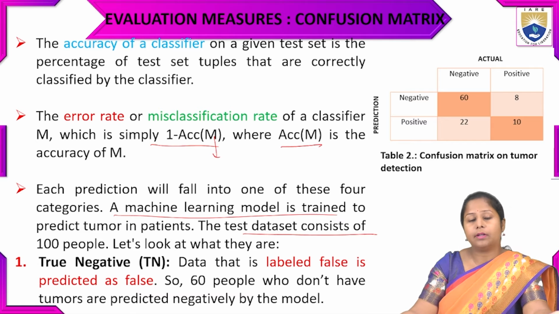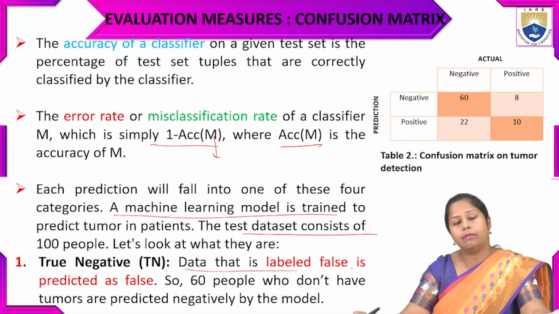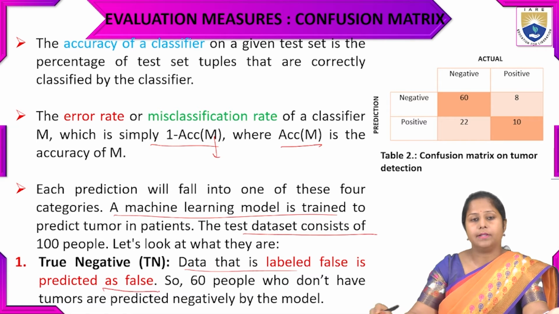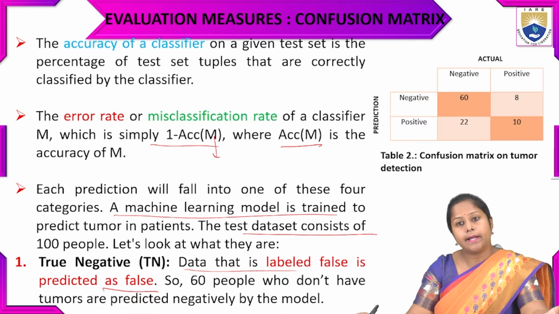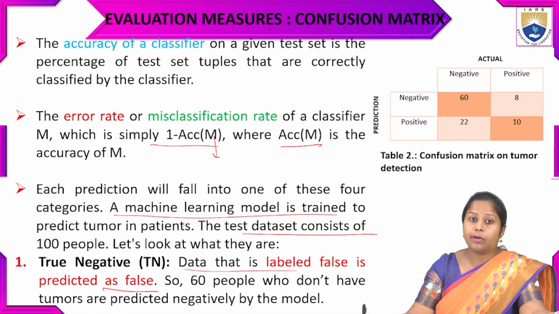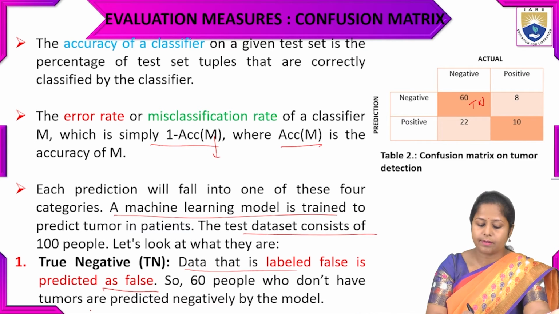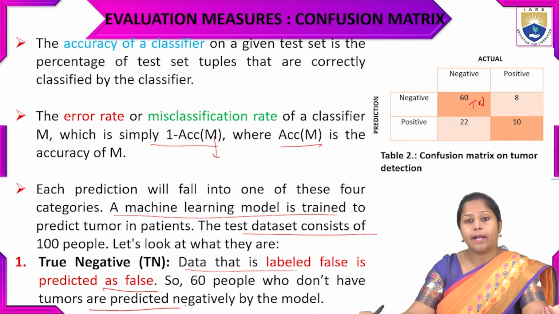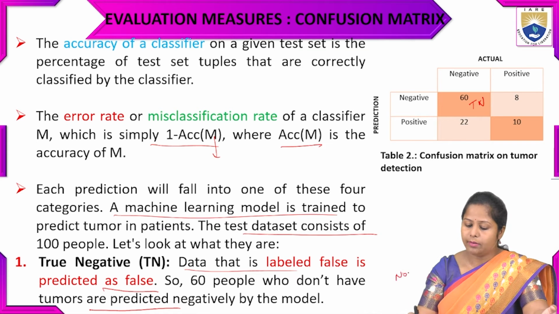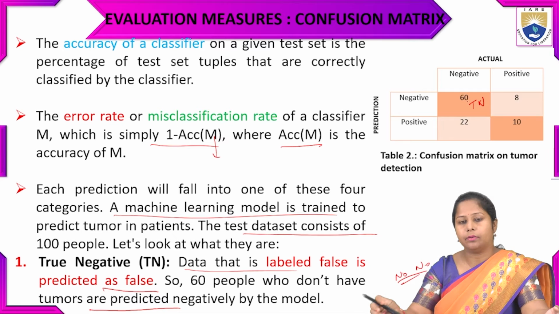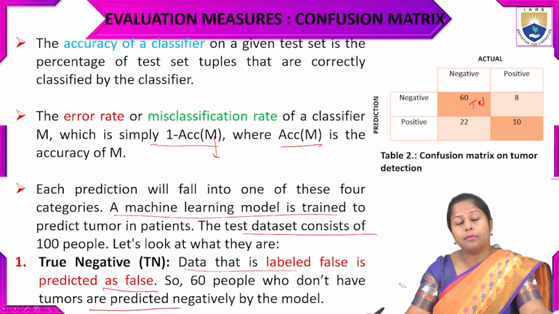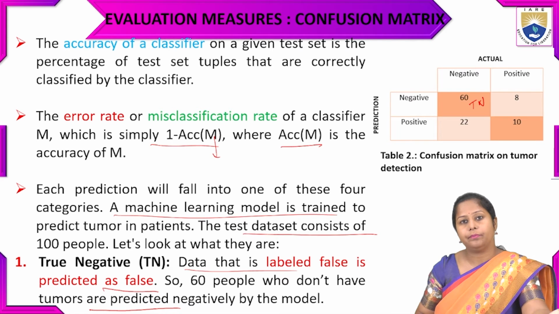So let's look at what they have. For true negative, TN, data that is labeled false is predicted as false. If the data label is false and it is predicted as false, then that is true. So there are 60 people who don't have tumors and are predicted negative by the model. No and no. That is the true negative. They don't have the tumor, and they are classified as no only.